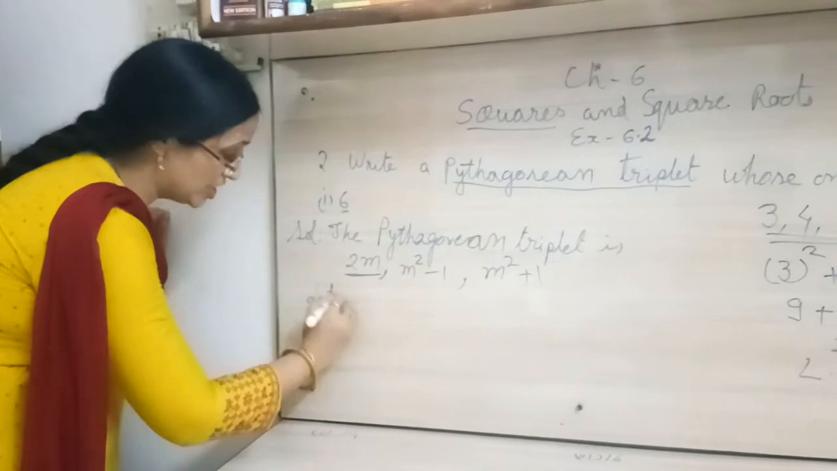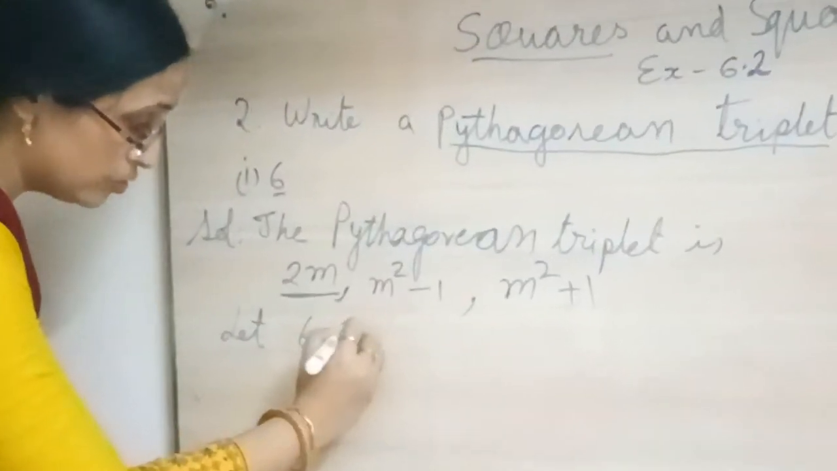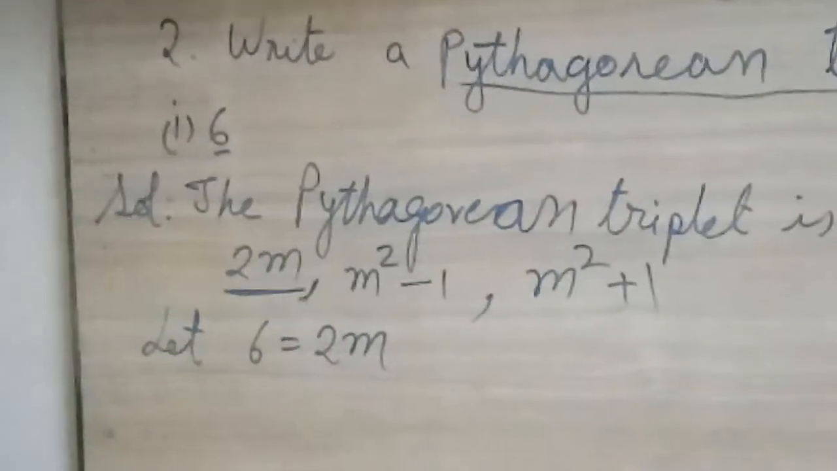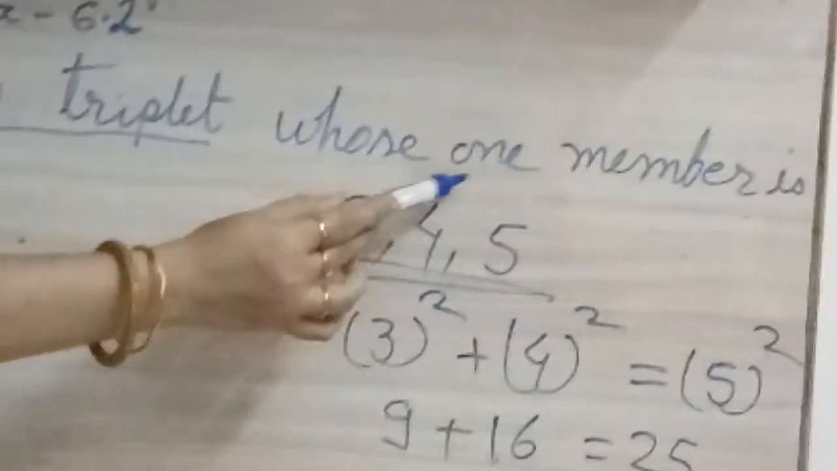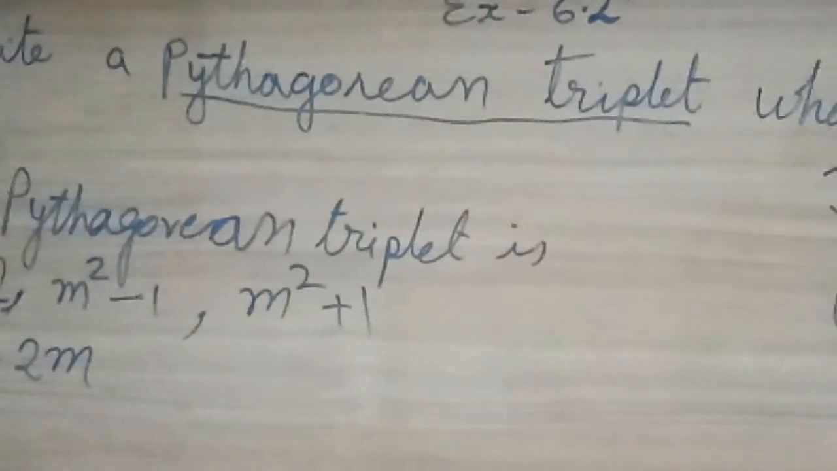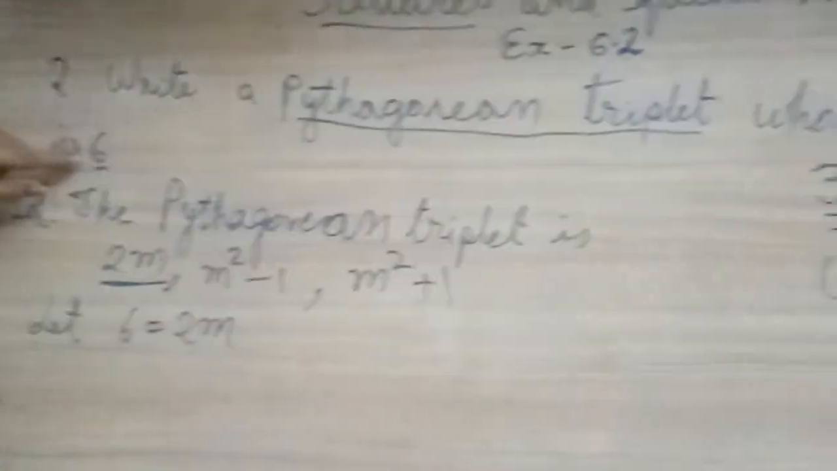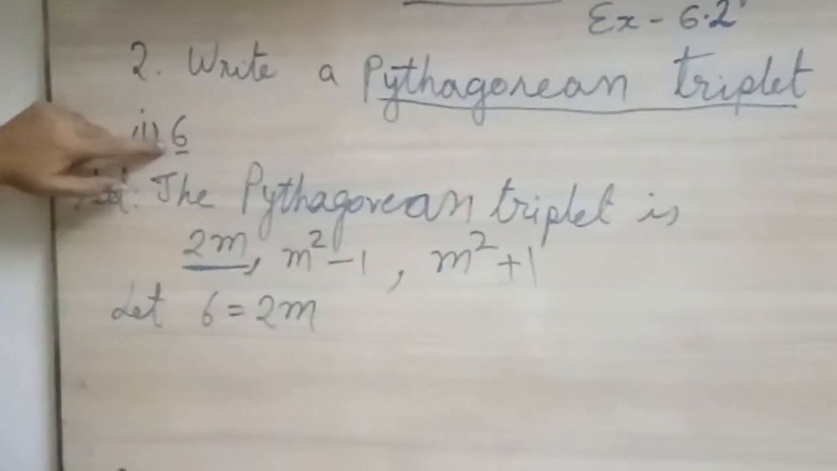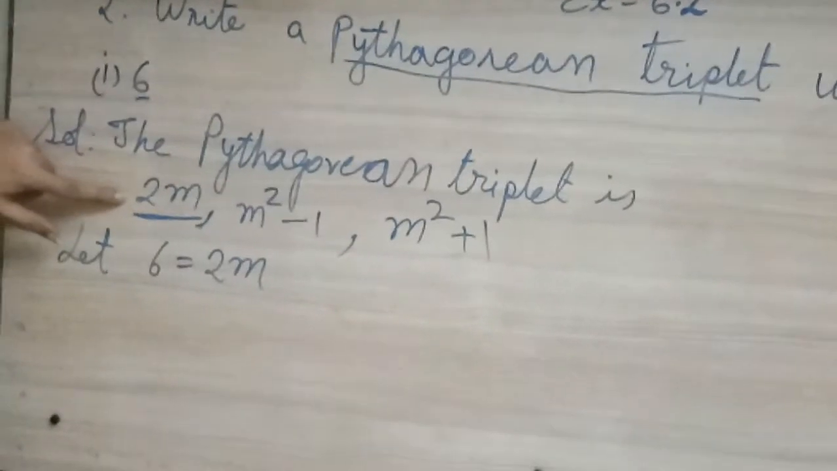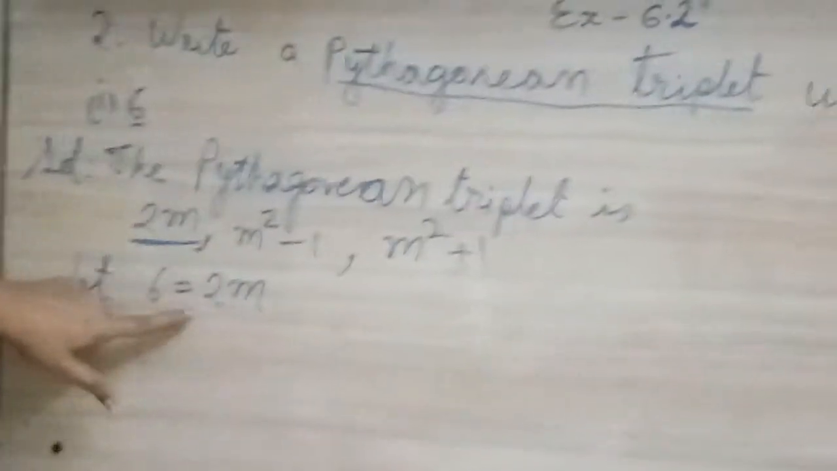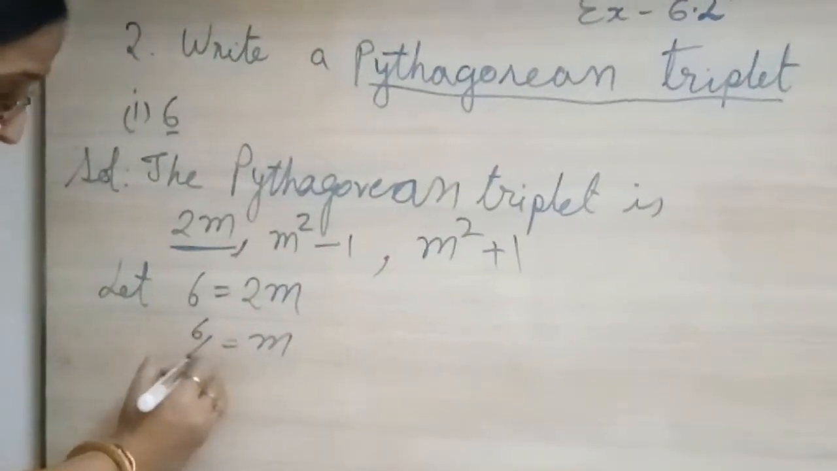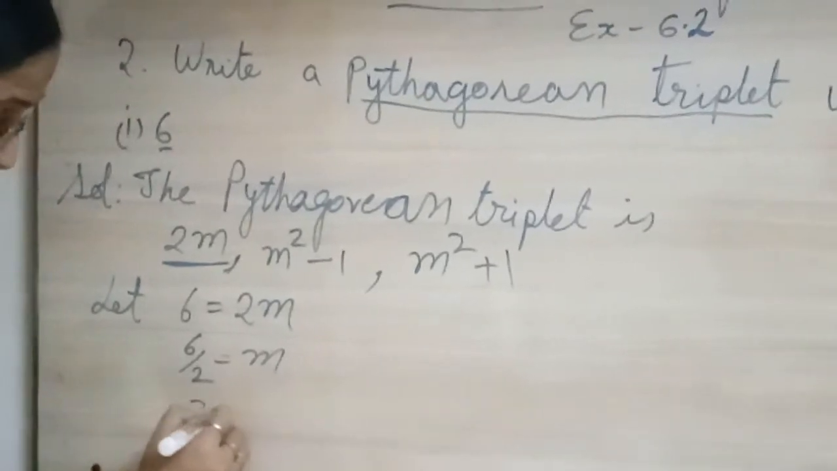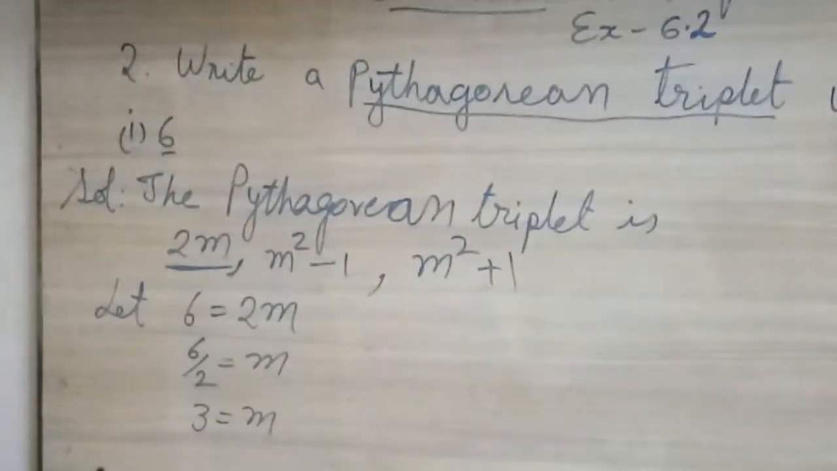So what will you write? You will write, let 6 is equal to 2m, because they are telling कि whose one number is 6, मतलब तीन नंबर का जो सेट है Pythagorean triplet का, उसमें से एक नंबर 6 है. 6 is an even number, so I am equating it with 2m. So 6 is equal to 2m. So what will m come to? m is equal to 6 upon 2. हम solve करेंगे तो आ जाएगा 3. m is equal to 3.